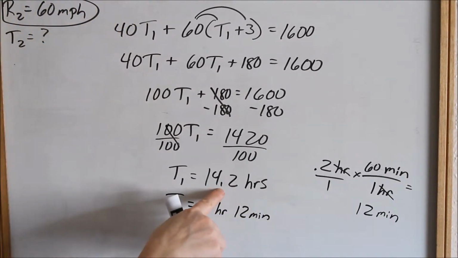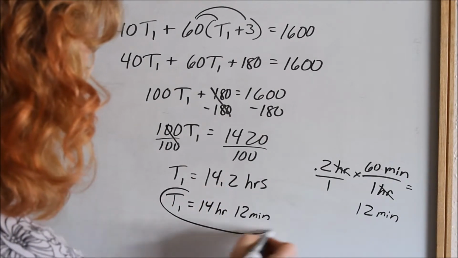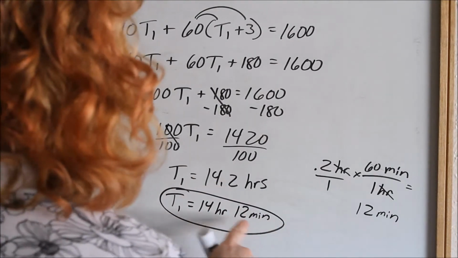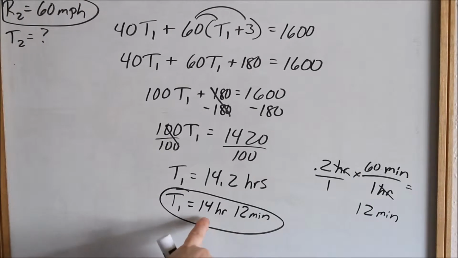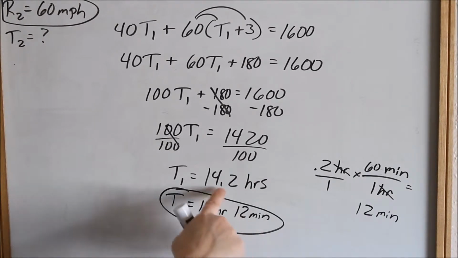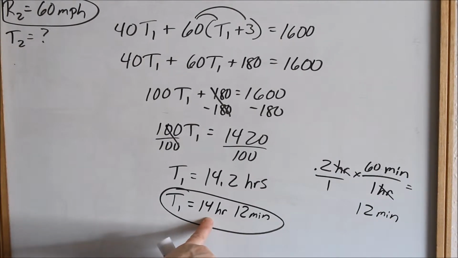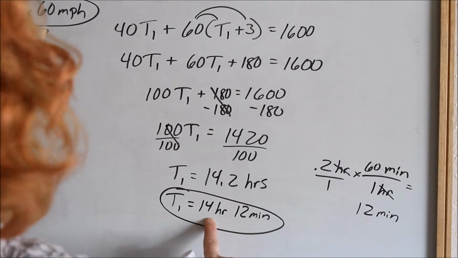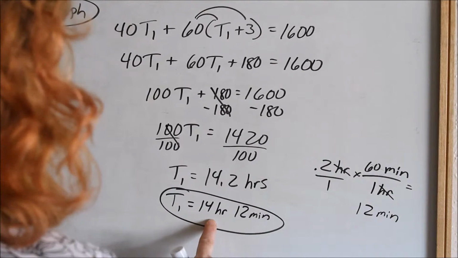If we want to use this for calculations, I would use the decimal. But when you're going to give your answer, you can say 14 hours and 12 minutes, because this is how most people can relate. You don't tell somebody I went 14.2 hours. You tell them it took me 14 hours and 12 minutes. They can understand that. So that was one of our answers.